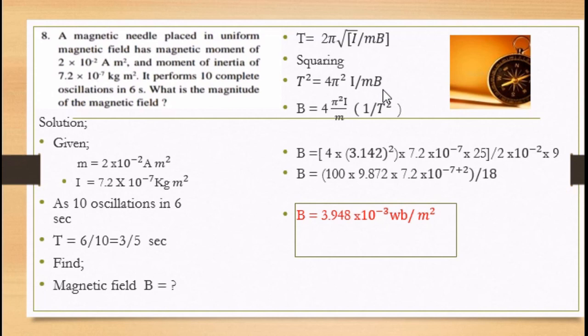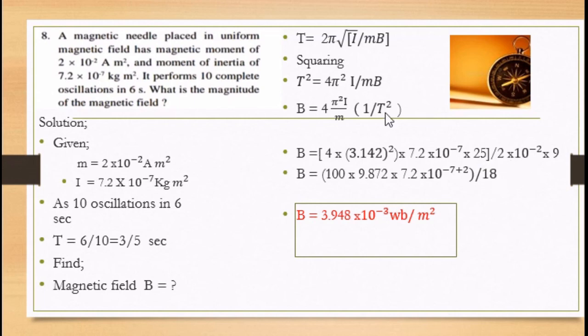Now we are interested to find the value of B, so B is transferred to the left hand side and T square to the right hand side. Then B is equal to 4 pi square I upon M into T square, that is this one. Now let us put the values. 4 as it is, pi is 3.142 squared. Then I is 7.2 into 10 raised to power minus 7, which is given to you. And M is 2 into 10 raised to power minus 2, which is also given to you.